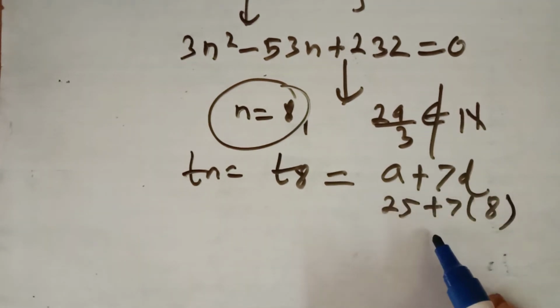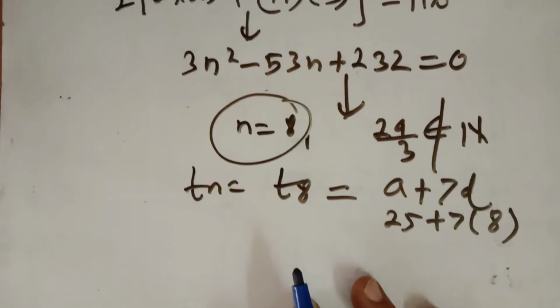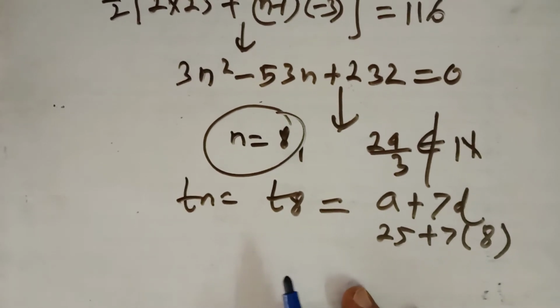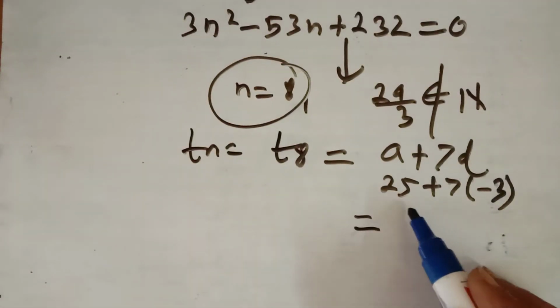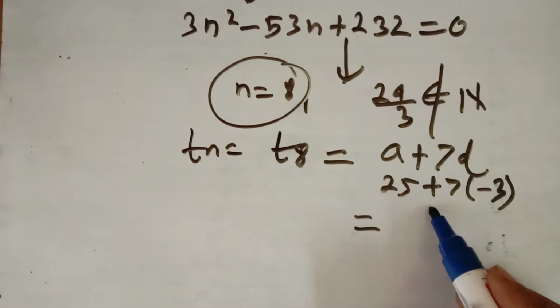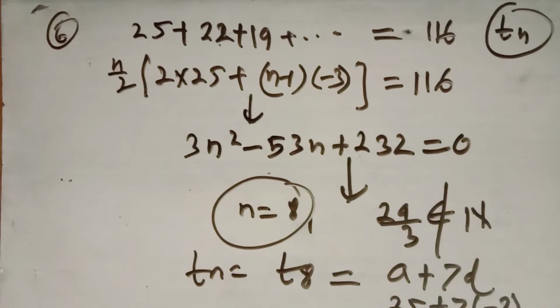The common difference here is minus 3. You'll get 25 minus 21, that is 4, as the last term, because it is a decreasing series. This type of question you have done in your class 10th also. And question number 7 is also very simple.